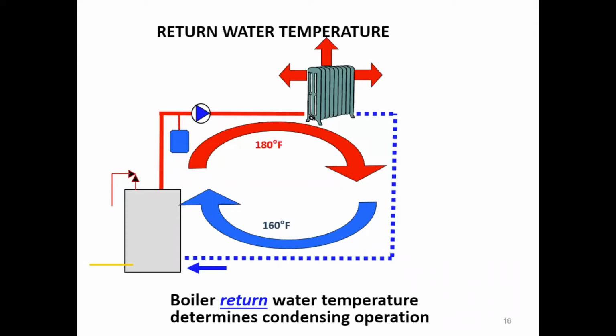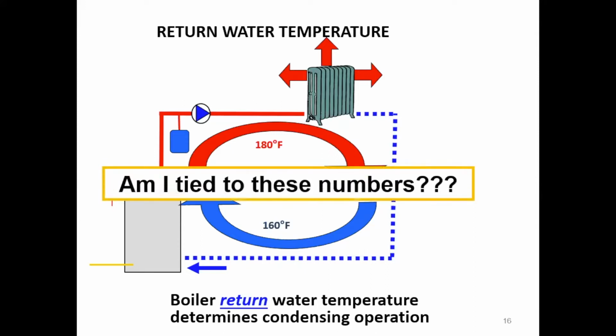So with condensing boilers, it's all about how do I get those water temperatures down. And when I do a high temperature, particularly a retrofit boiler, my question always is, am I tied to those numbers? And a lot of times the answer will be yes, but they should say yes with a little asterisk next to it. I'm tied to these numbers on the design day. That's when my heat emitters have to put out their design amount of energy.